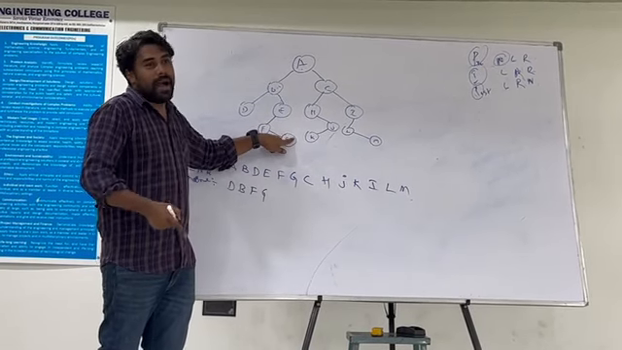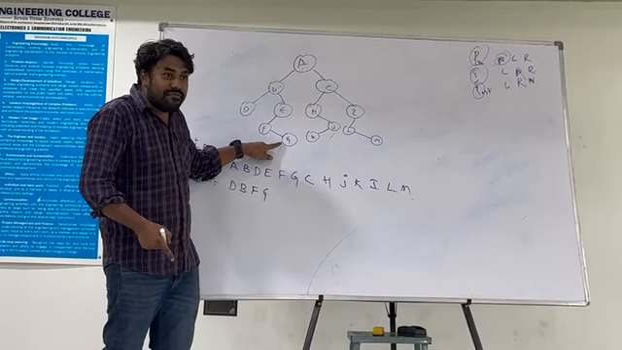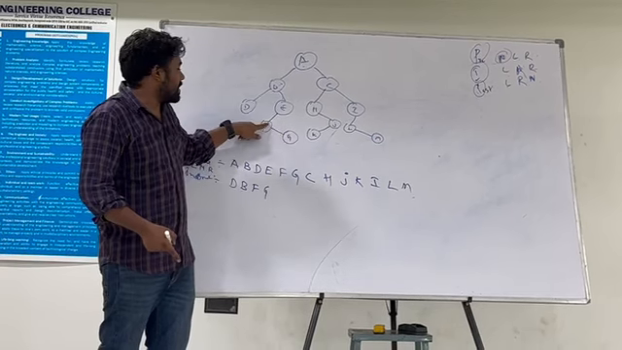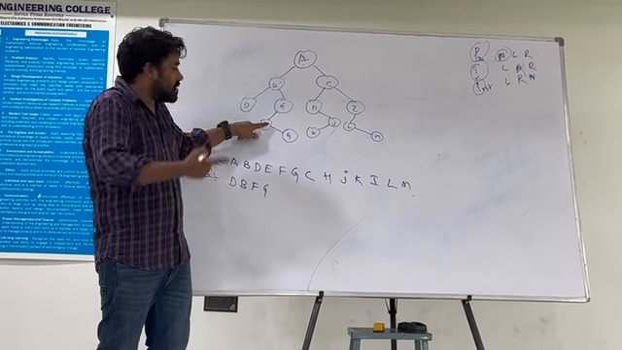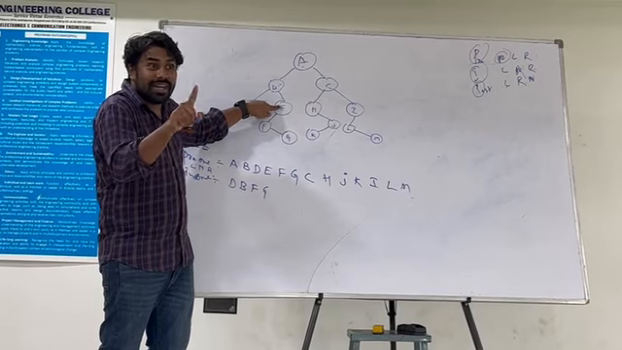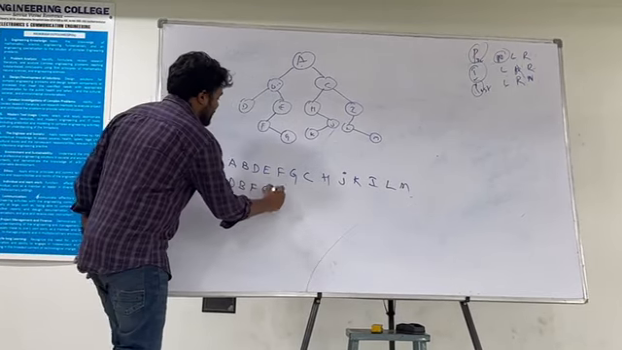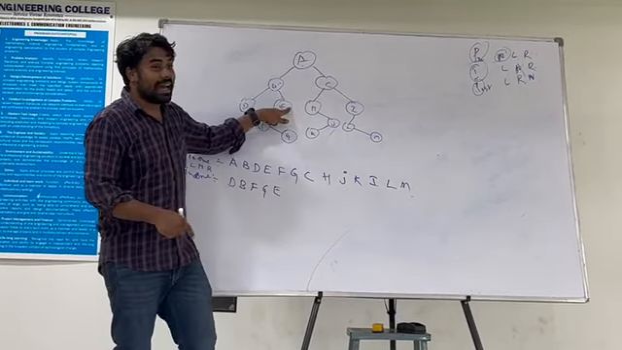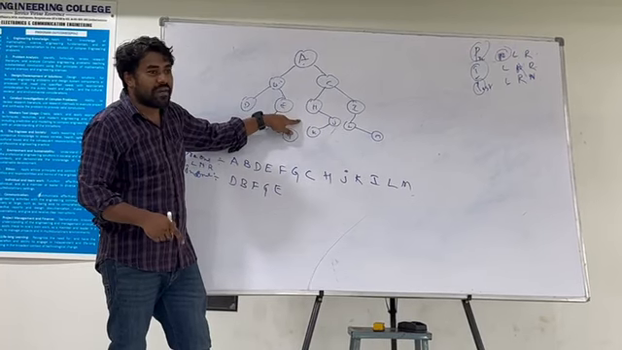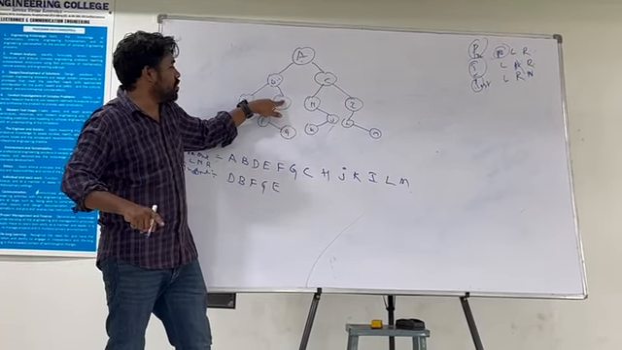Again, what do we do? Back. Left, node, right is done, back. Left is done, node is done. What is the node now? E. Then what is the priority? Right. You go very good. Right. Do you have anything? Nothing. What will you do now? Back.